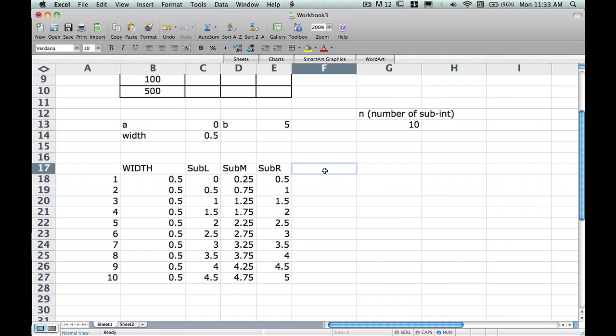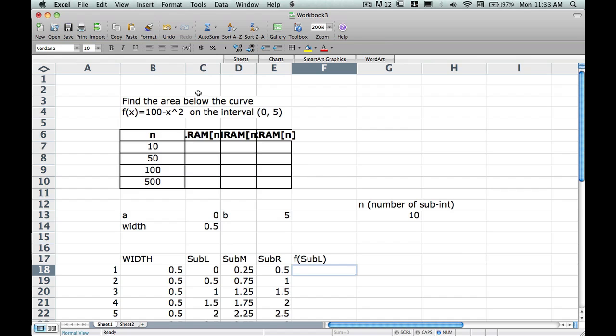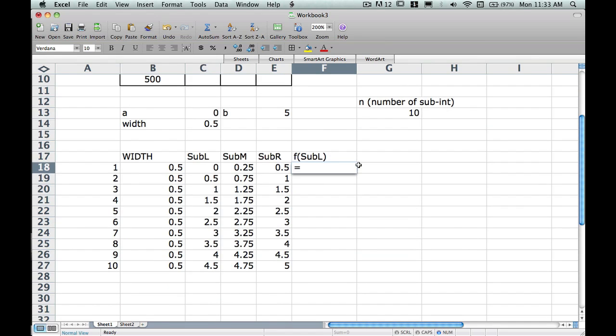Now, to determine the height, we need to know the height of the function at each of those points. And f of the left side: we need to know the function at the left side of the subinterval if we're going to make the LRAM estimate. So for the function's value at the left side of the subinterval, we're going to need the function 100 minus x squared. So in this cell we type in equals 100 minus this number squared. I put enter, and the first one is 100.